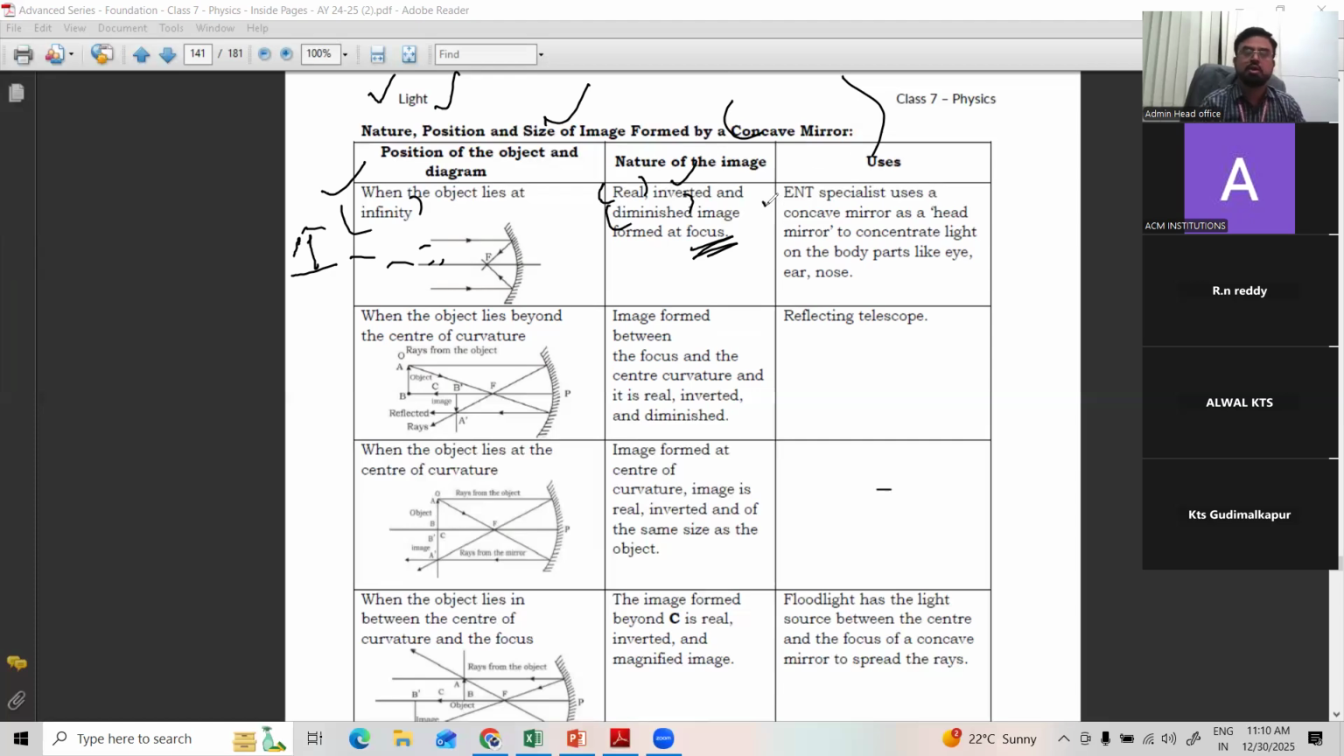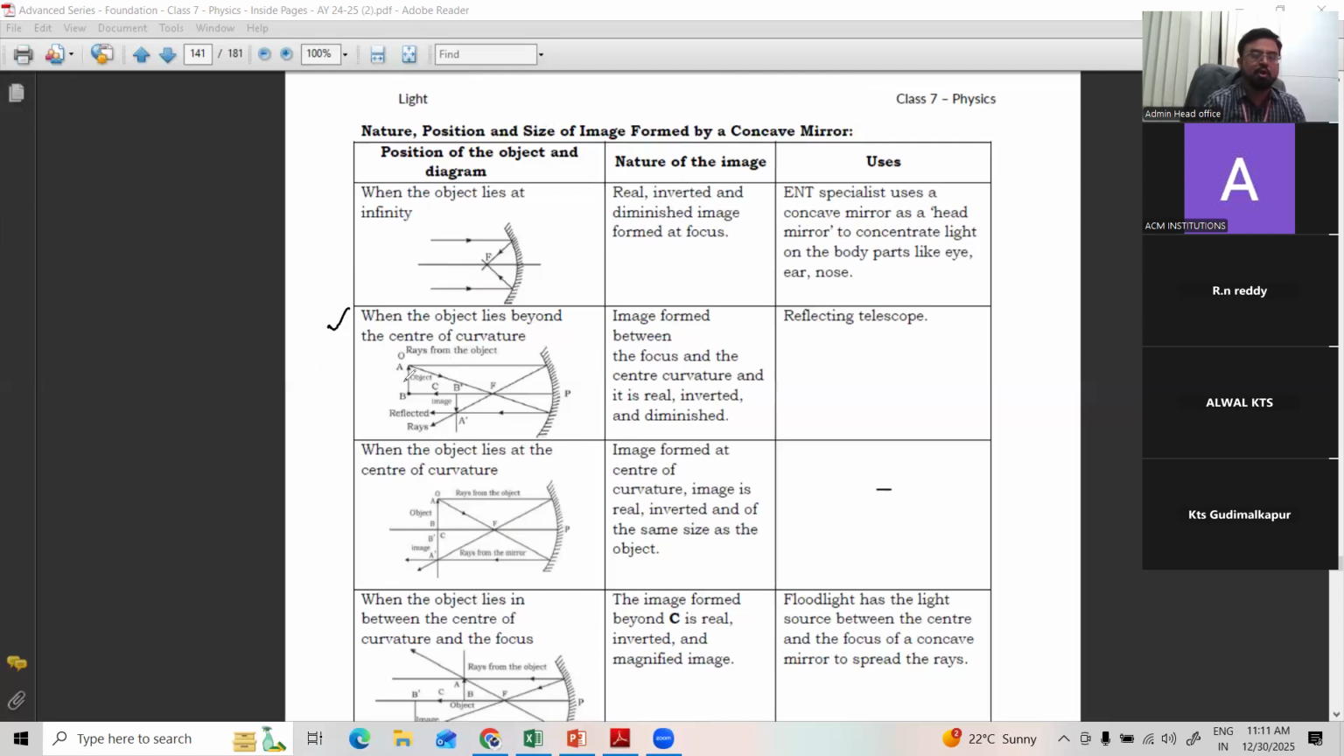Where is this case useful? ENT specialist doctors. An ENT specialist uses a concave mirror as a head mirror to concentrate light on body parts like the eye, ear, and nose. They use the light in the same type of case, where they place the object at infinity and they can see the real, inverted, and diminished image, smaller than the original. Case 1. Next, case 2.